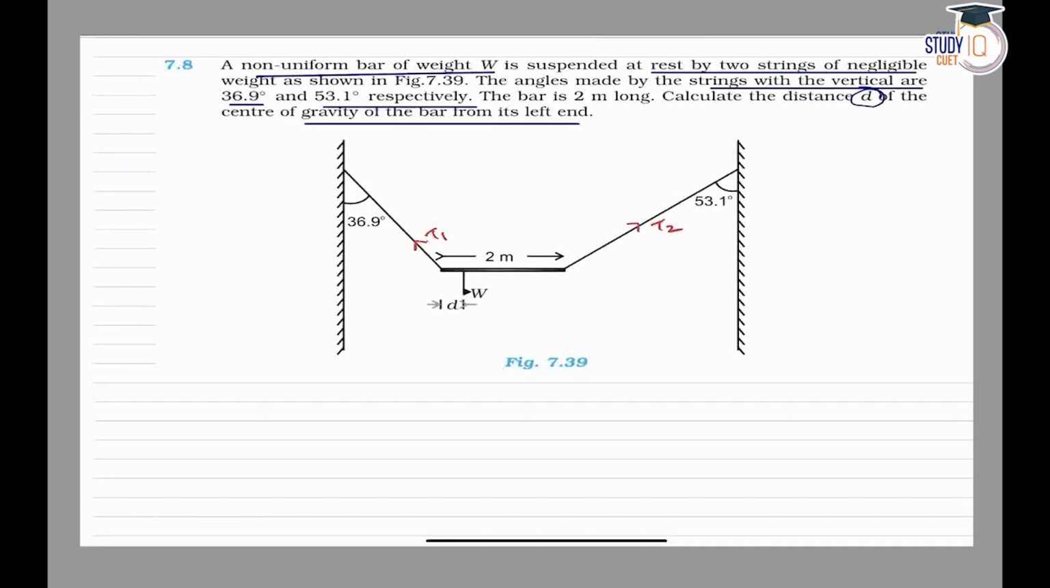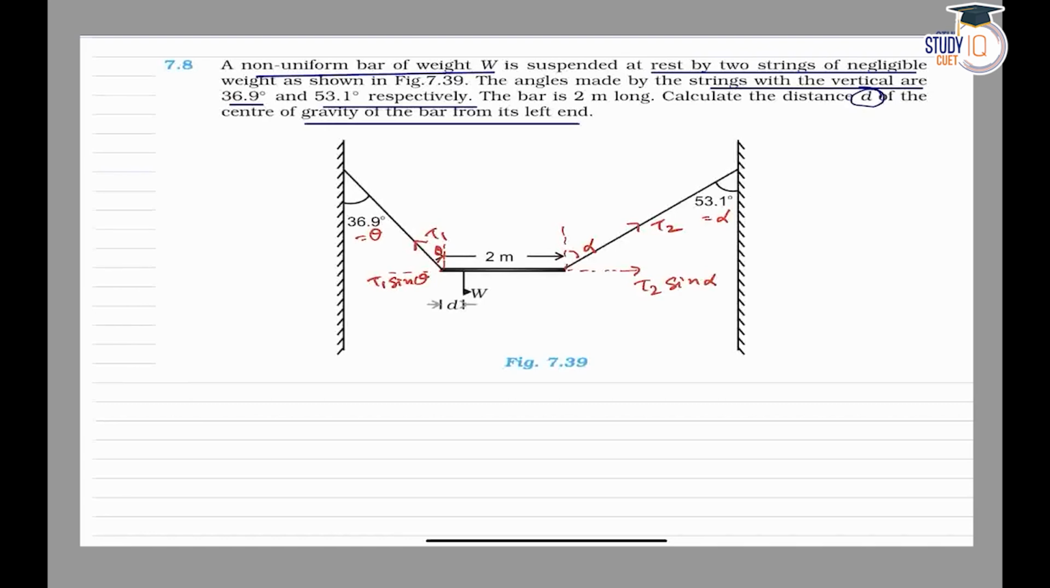Now taking the components of the tensions T1 and T2, if this angle is alpha and this angle is theta, then the component in this direction is T2 sine alpha, and the component in this direction is T1 sine theta, where the value of theta is 36.9 degrees and the value of alpha is 53.1 degrees.